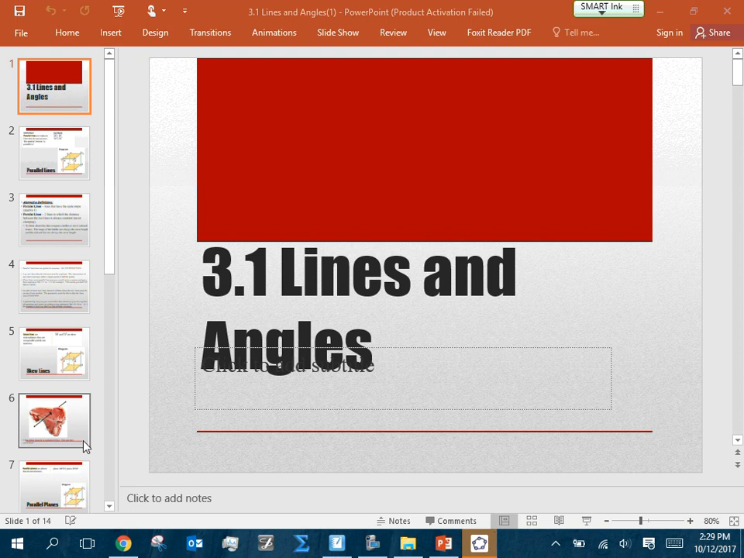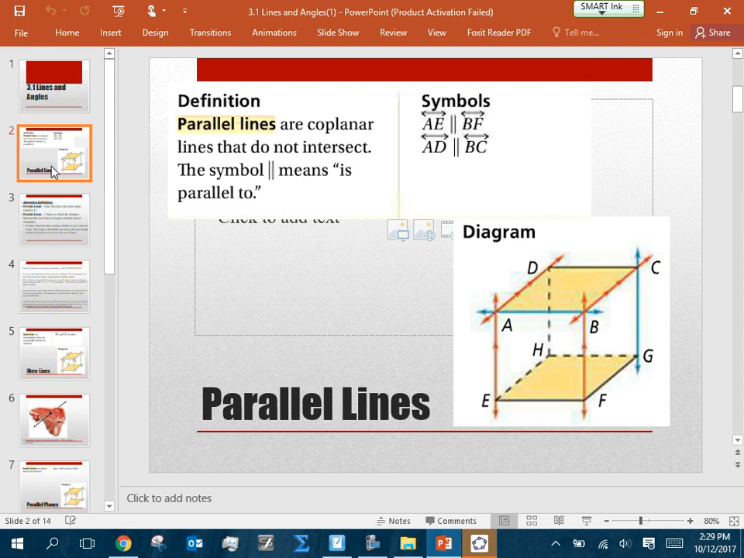But 3-1 is lines and angles. Let's talk about parallel first, okay? There are really two ideas in today's lesson. We're going to talk about parallel lines and skew lines, and how we recognize and reference those. And then a completely different concept: being able to identify and name certain types of angles. It's basically just vocab.